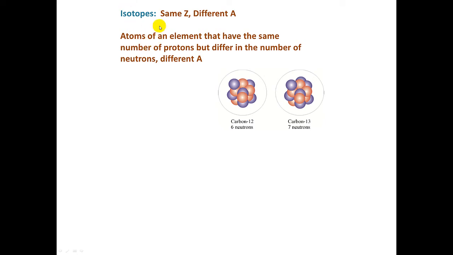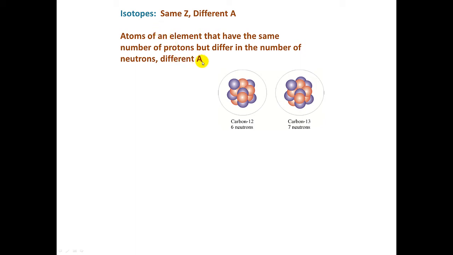This is Dr. O'Connor, and today we're going to talk about isotopes, and then we're going to talk about atomic mass. First, let's define an isotope. Isotopes are atoms of an element that have the same number of protons but differ in the number of neutrons. That means they have a different mass number.